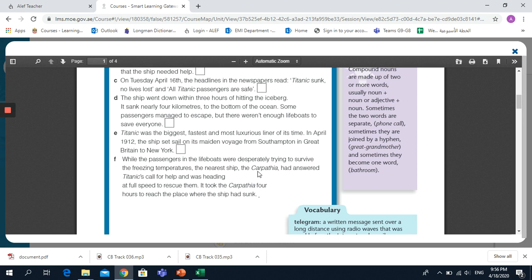So there was a ship sailing in the same area, maybe. That ship's name was Carpathia. And they had the call from Titanic and they started sailing to rescue the people on board of Titanic. It took the Carpathia, that ship, 4 hours to reach the place where the ship had sunk.